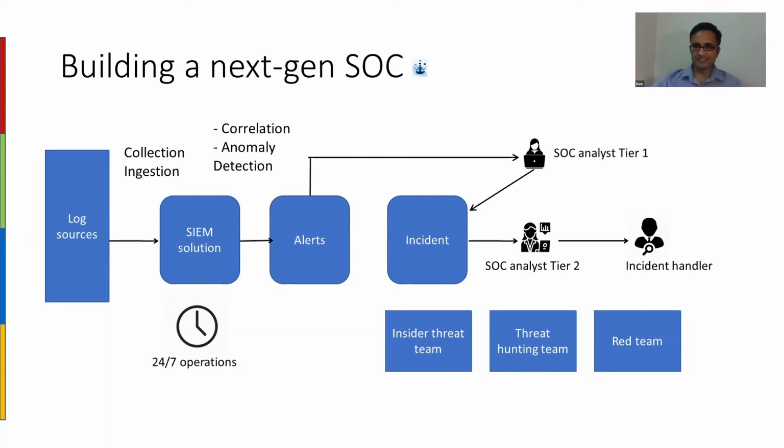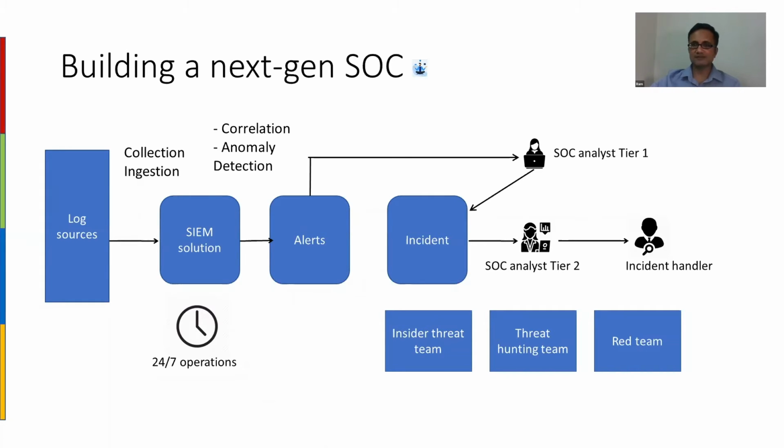Now, the insider threat team cannot work in isolation. They'll have to work with the other members in the SOC team, and they also have to collaborate very closely with the human resources team. Because the human resources team will have a lot of non-technical indicators, and the insider threat team within the SOC will have a lot of technical indicators. The two need to be put together to come to a conclusion about any insider threat situation in the company.